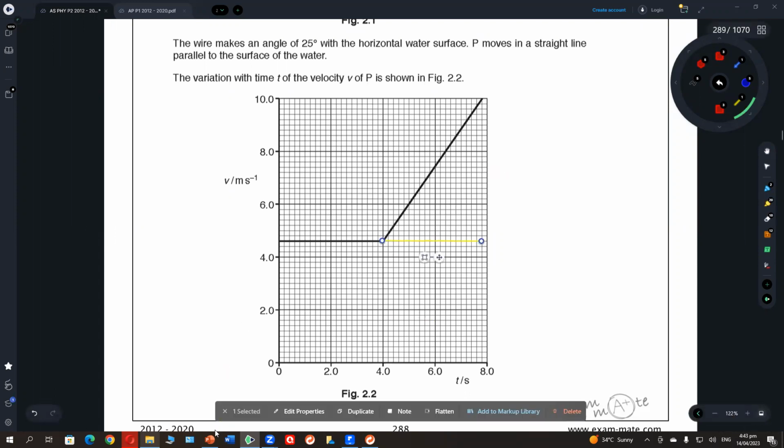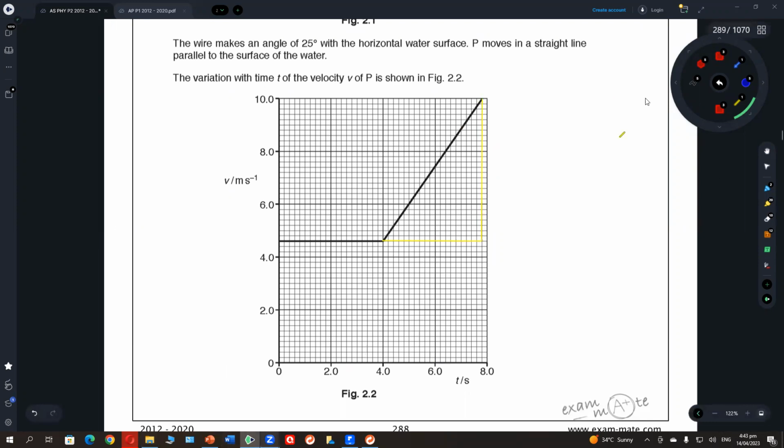For better accuracy, I'm taking the whole triangle. Now I can take this as 4 and this should be 7.8. And how much would this be if it is 5, 4.2, 4, 6, 4.6.